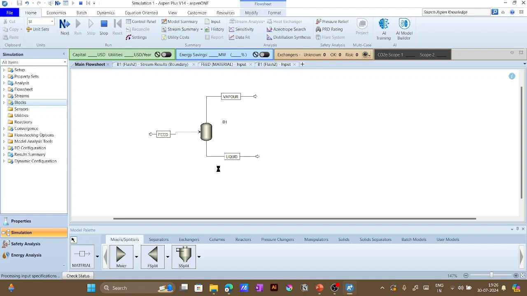Once it is running, you can see on the bottom left corner it shows processing input specification. When it is completed, it will show results available. It will take some time.